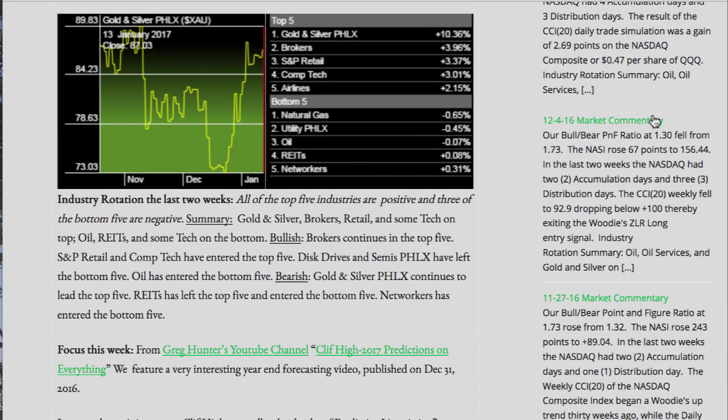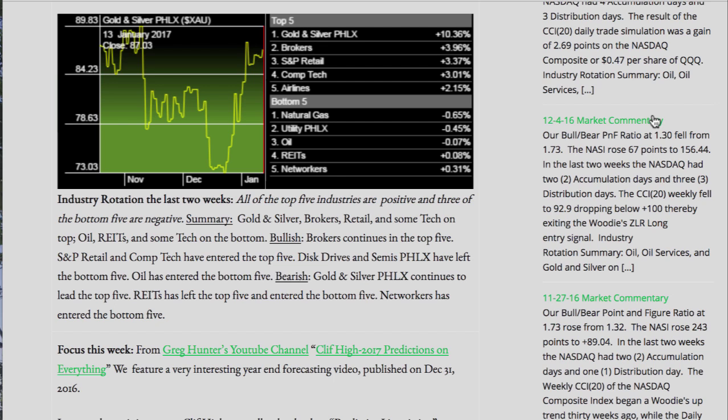All of the top 5 industries are positive, and 3 of the bottom 5 are negative. Summary: gold and silver, brokers, retail, and some tech on top. Oil, REITs, and some tech on the bottom. Bullish, brokers continues in the top 5. S&P retail and comp tech have entered the top 5. Disk drives and semis have left the bottom 5. Oil has entered the bottom 5.